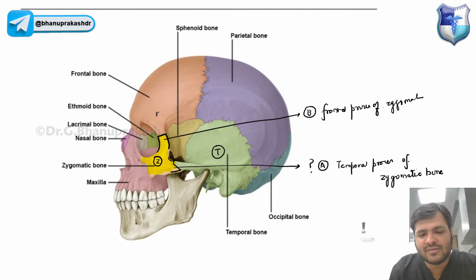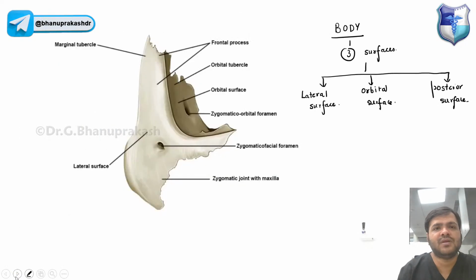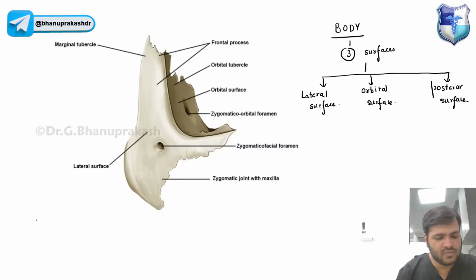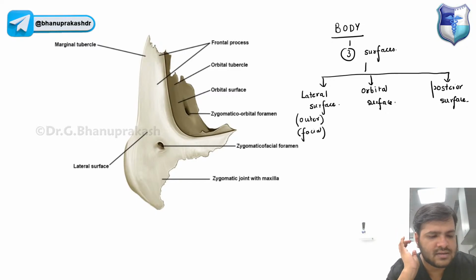The one forming the lateral surface is the outer one, the cheek one, that is something you have to remember here. Let us look at them one by one. The lateral surface can also be called the outer surface, and also the facial surface, because it forms part of the face. No problem, we will look at them one by one.